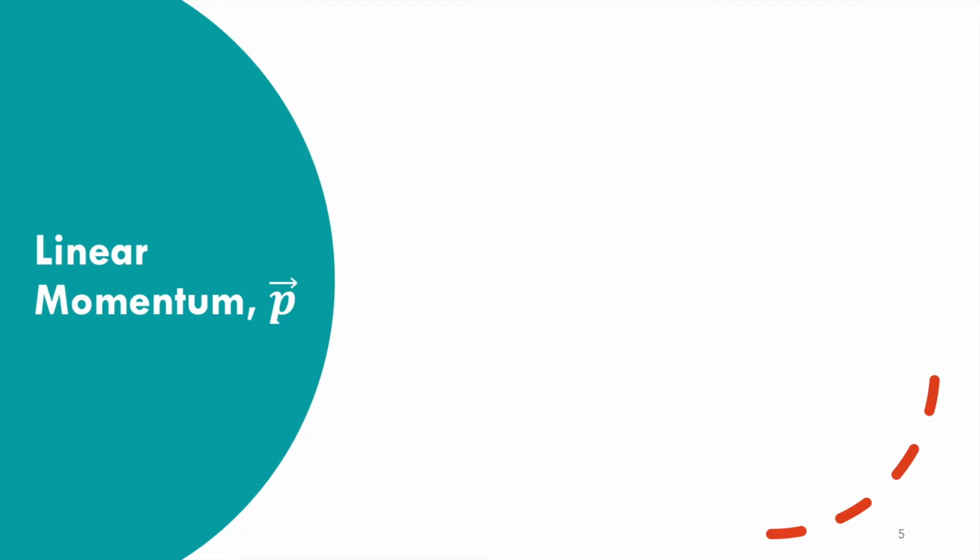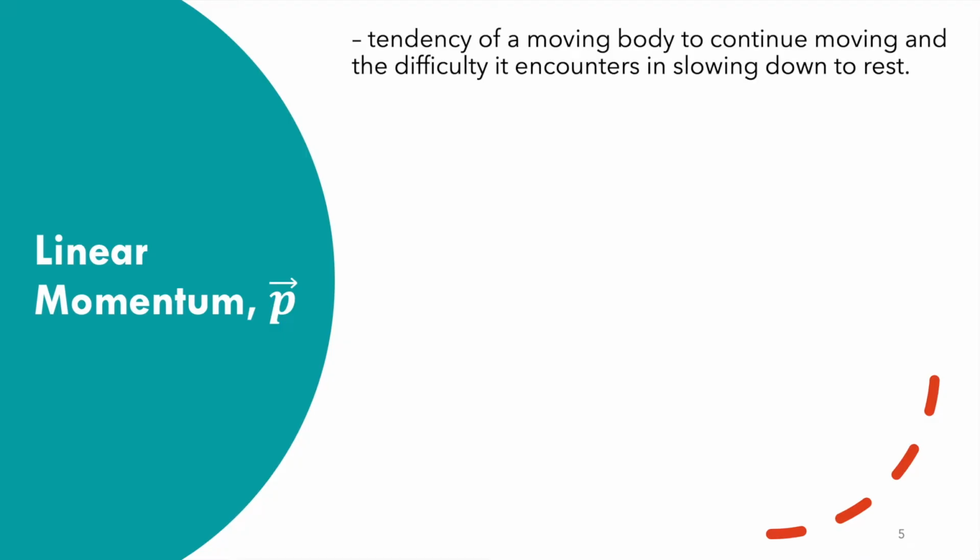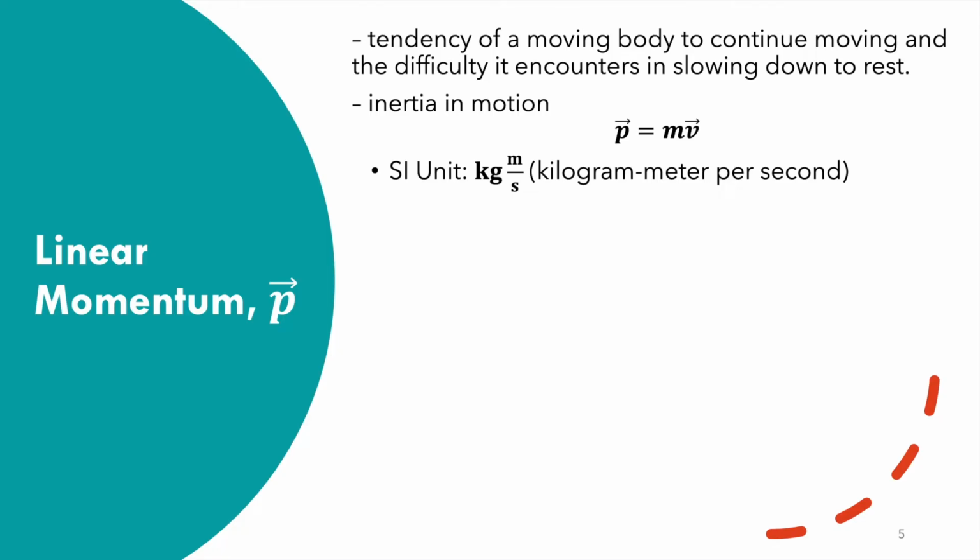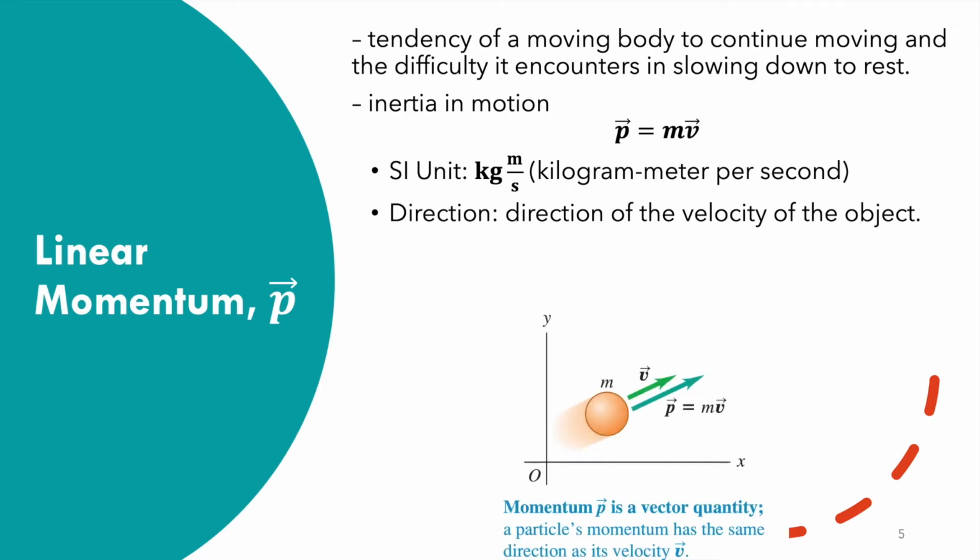momentum. Well, linear momentum is the tendency of a moving body to continue moving and the difficulty it encounters in slowing down to rest, sometimes called inertia in motion. All objects have mass, so if an object is moving, then it has momentum. The amount of momentum is dependent on two variables, mass and velocity. The SI unit for this is kilogram meter per second. It is a vector quantity and its direction is the same as the velocity vector. It can be expressed in terms of components such as x, y, and z.